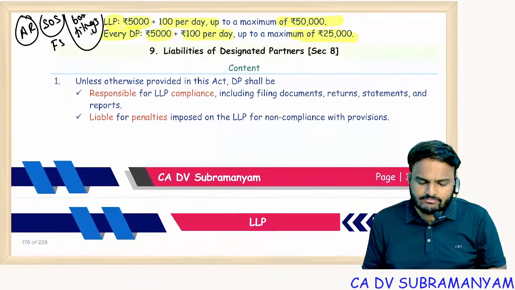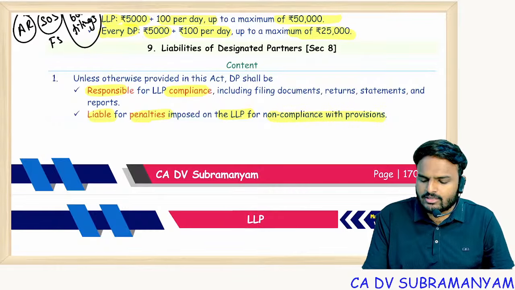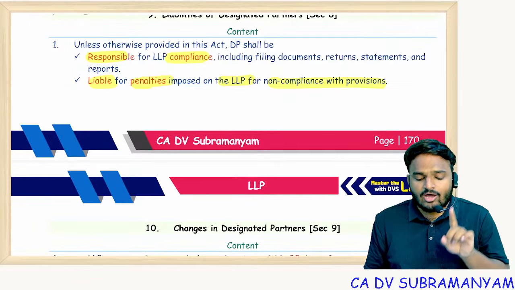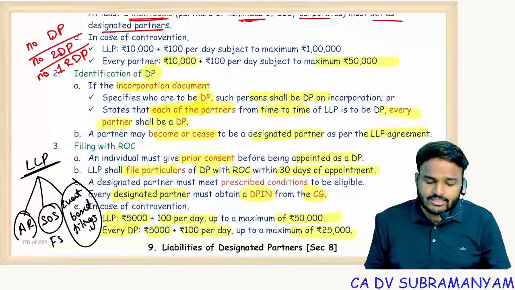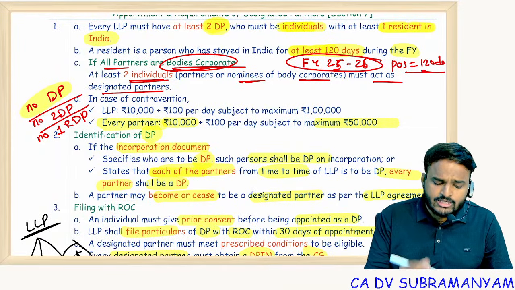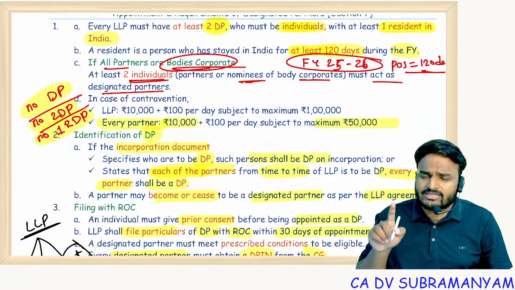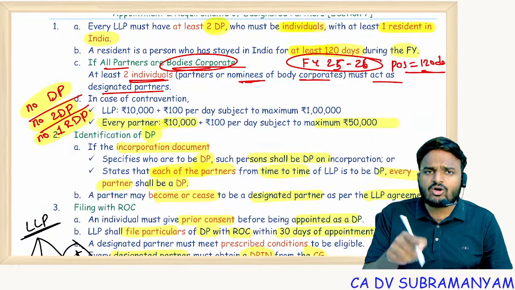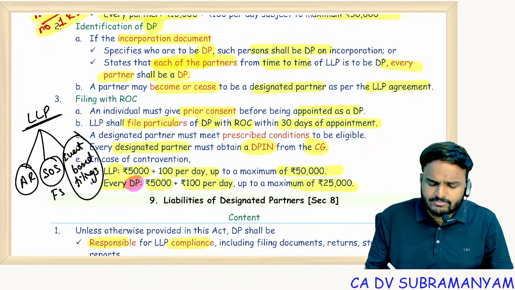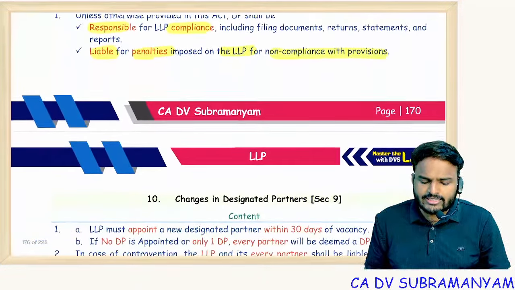And coming to the liabilities of a designated partner, they're responsible for LLP compliance. They're liable for penalties imposed on the LLP for non-compliance with the provisions. If the LLP is not complying with the provisions of the LLP Act 2008, along with the LLP, the designated partner gets liability. But if you remember, in the first point, every partner gets liability. Why? Because there is no DP, or there is no one resident designated partner, or there are no two designated partners. That's why I treat all the partners as designated partners, and all partners get punishment. But in the remaining sections, only the designated partner will get punishment. Non-compliance with ROC filings, non-filing with ROC, only the designated partner gets punishment.